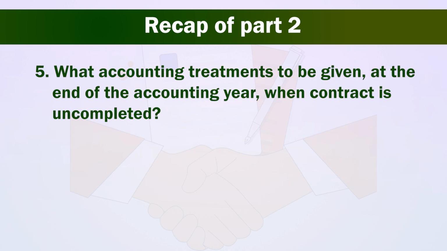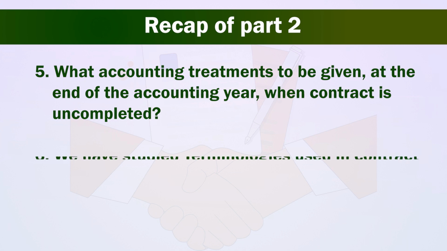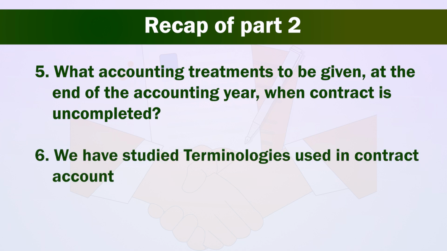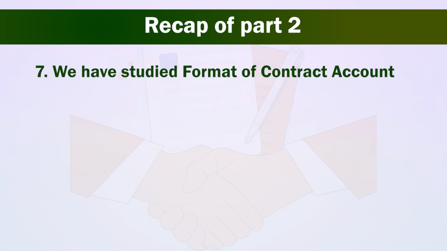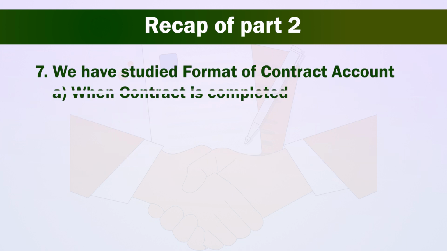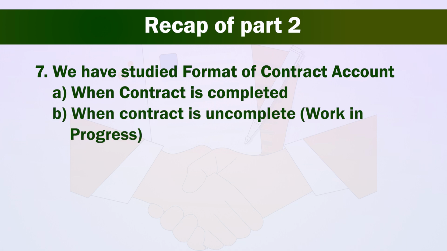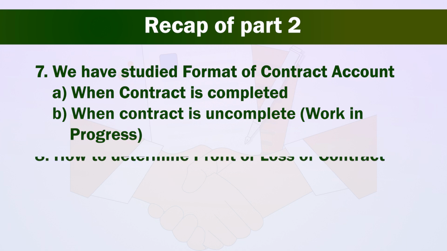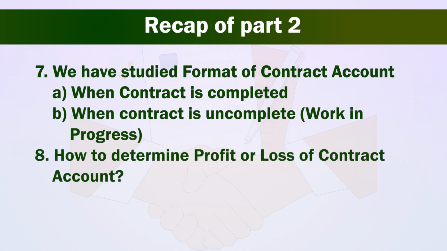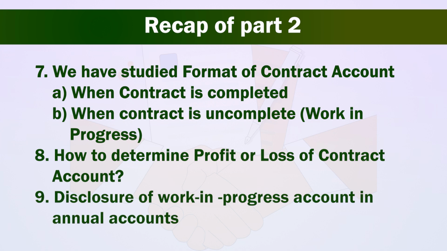And number 5, what accounting treatments to be given at the end of the accounting year when the contract is uncompleted. Number 6, we have studied terminologies used in contract account. Number 7, we have studied format of contract account in case when contract is completed and in case when contract is incomplete, that is work in progress. Number 8, how to determine profit or loss of contract account. And number 9, disclosure of work in progress account in annual account.